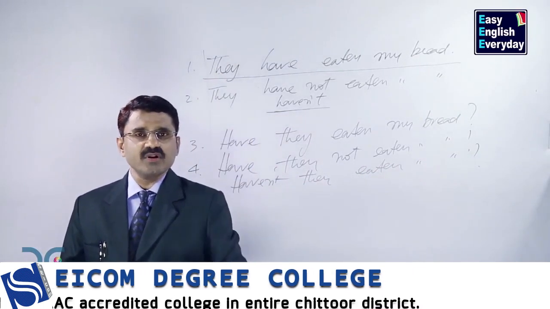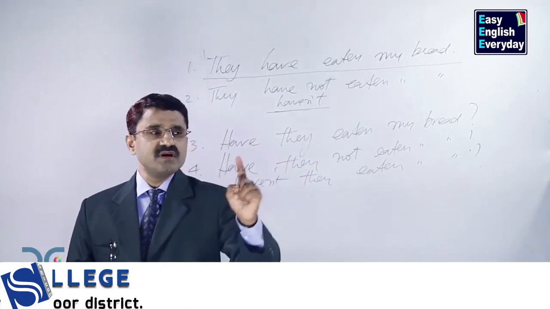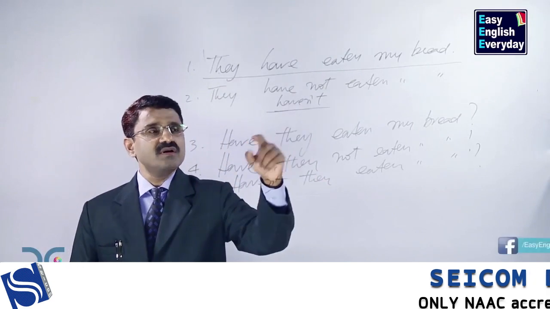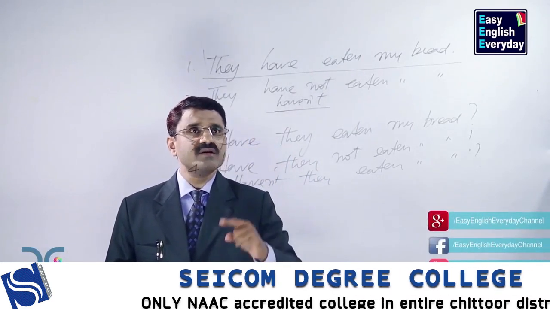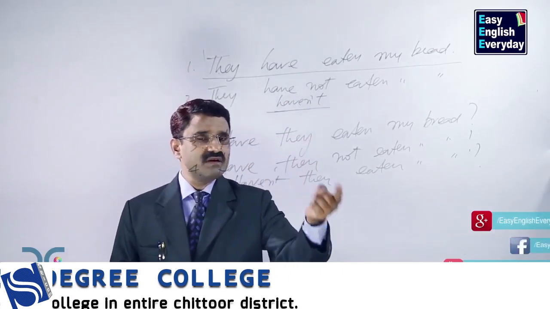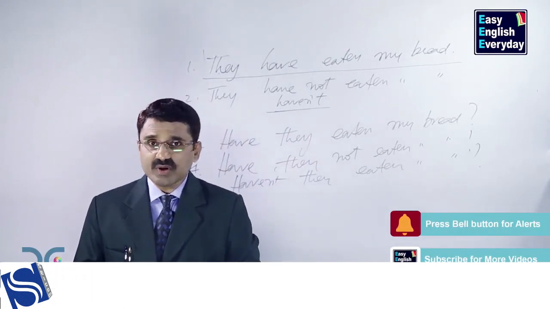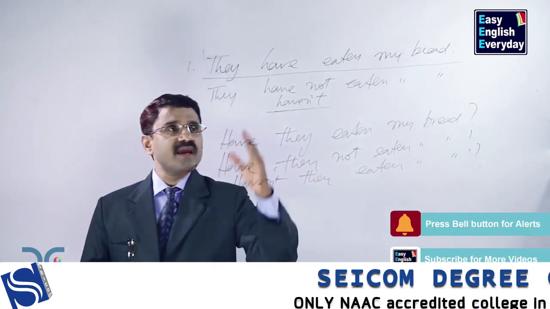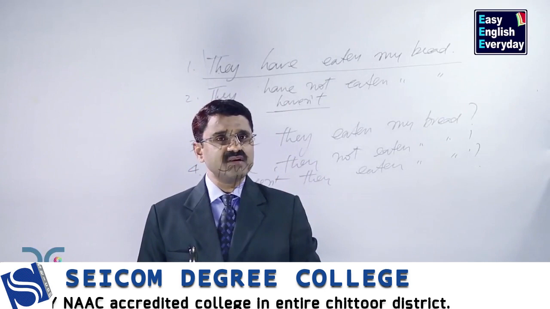So let us repeat all the 4 at a time. They have eaten, they have not eaten. Have they eaten? Haven't they eaten? They have gone, they have not gone. Have they gone? Haven't they gone? They have taken, they have not taken. Have they taken? Haven't they taken? They have spoken well, they have not spoken well. Have they spoken well? Haven't they spoken well? They have written well, they have not written well. Have they written well? Haven't they written well?